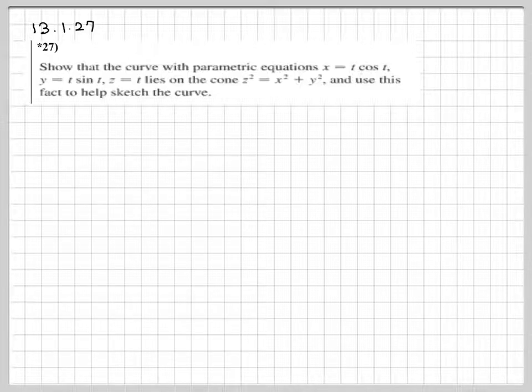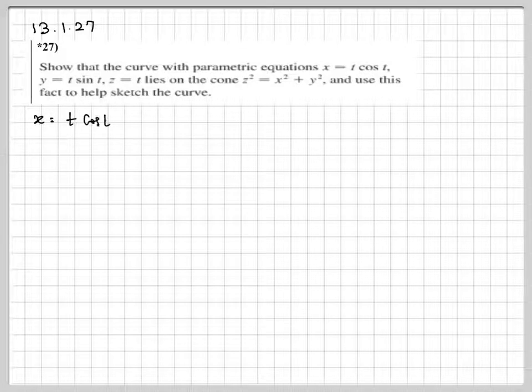So first we have to show this space curve, given in parametric form, x equal to t cosine t, y equal to t sine t, z equal to t. When we combine x squared and y squared and add, we get z squared. So that will show z squared equal to x squared plus y squared is what we get out of this parametric representation of the curve. So that is the first part of the problem.